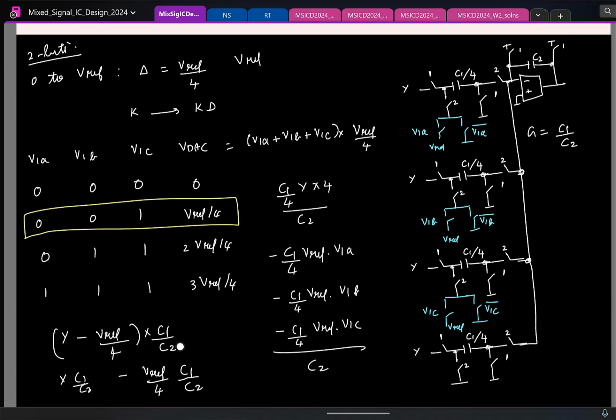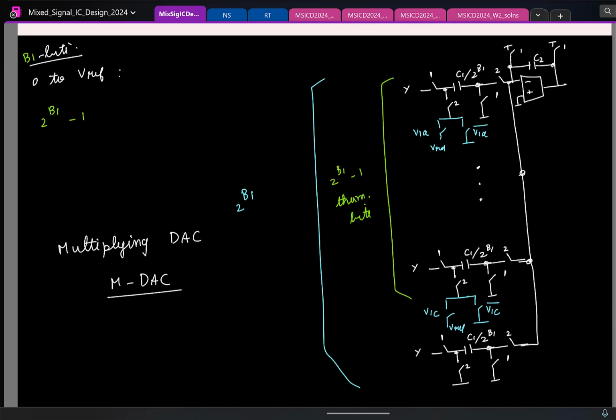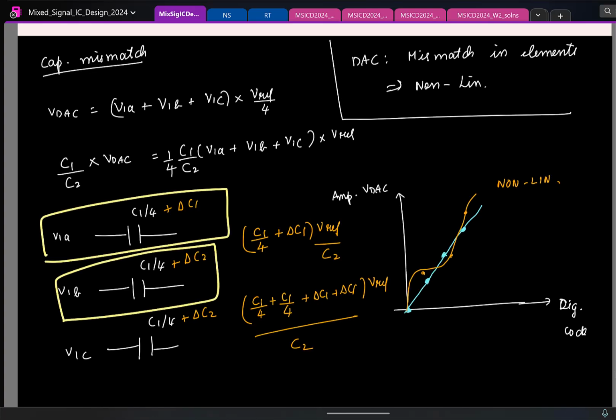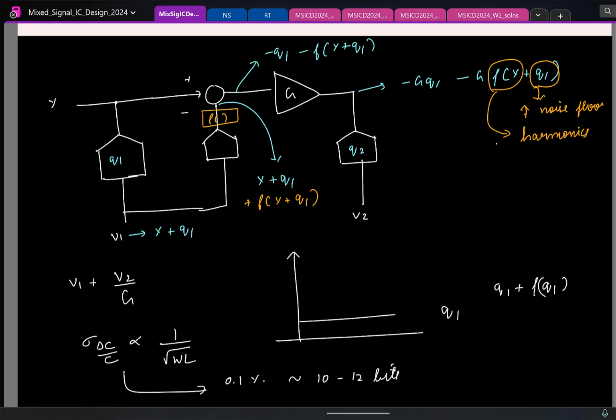And we saw what can go wrong here. One issue was the fact that the capacitors used in the DAC can be mismatched, and we essentially saw that if the capacitors have mismatch, the DAC characteristic will be completely nonlinear. So at the output, you will have increased quantization noise floor as well as input harmonics, right? And we saw in principle you can correct it using digital calibration.